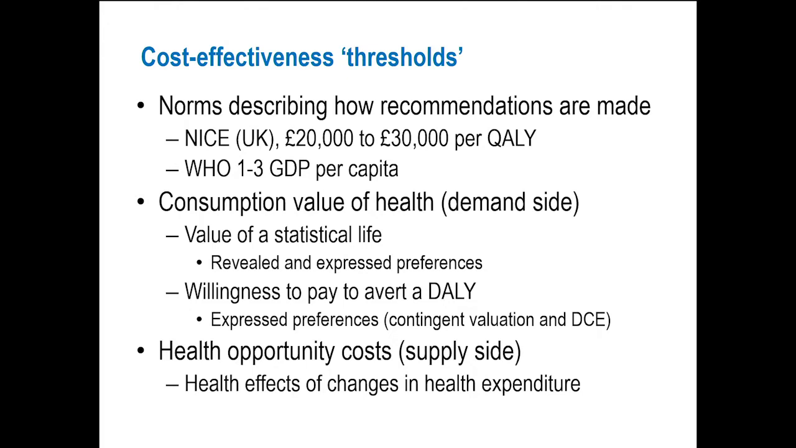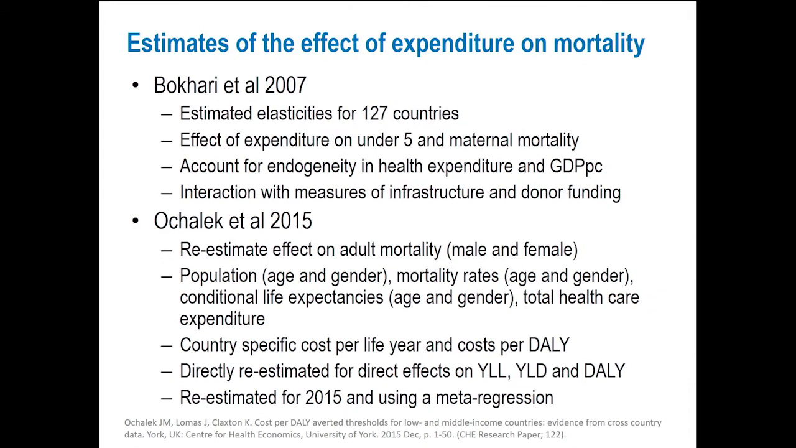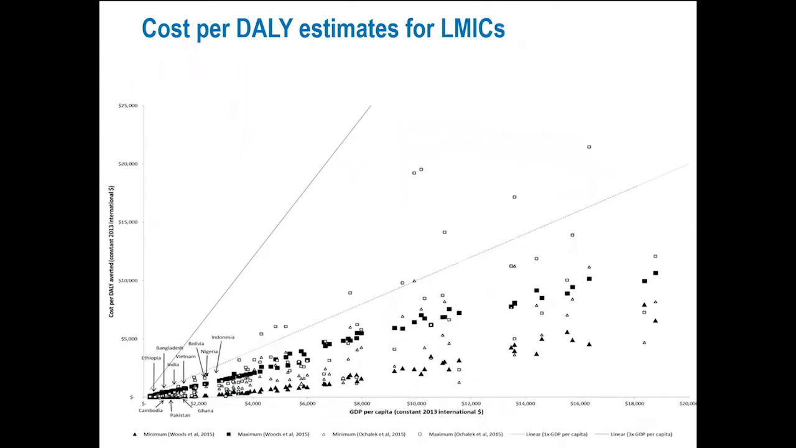We could look to how much people's consumption they are willing to give up to improve their health, in other words, the demand side, or we could look to evidence about the supply side, what healthcare systems currently deliver with additional resources. And we're able to do that because there is quite a wide literature that's estimated the impact of changes in healthcare expenditure on health outcomes. We've taken one particularly good example and re-estimated outcome elasticities on mortality for 127 countries.